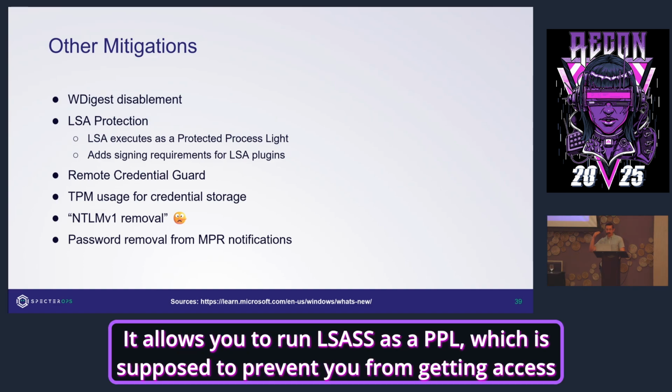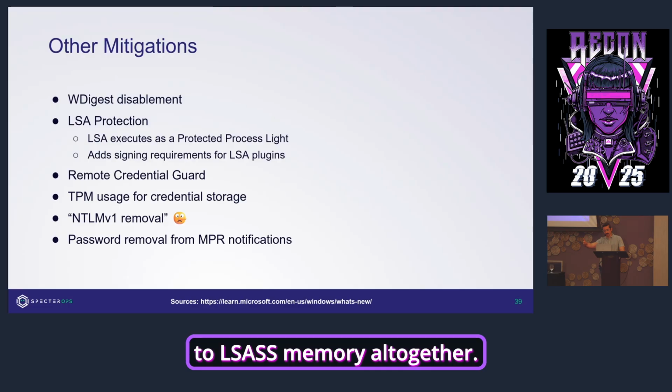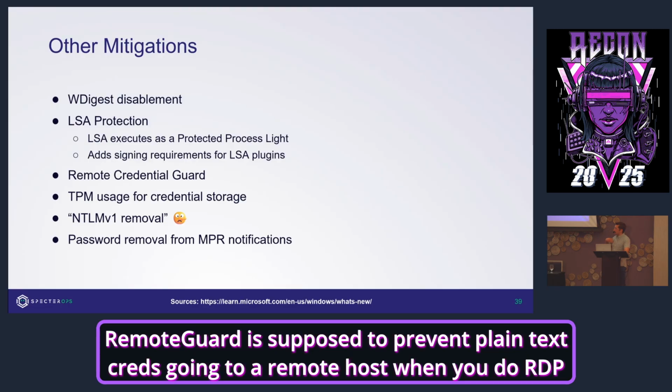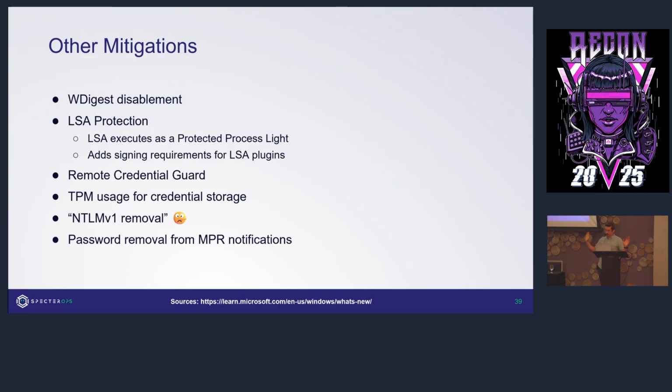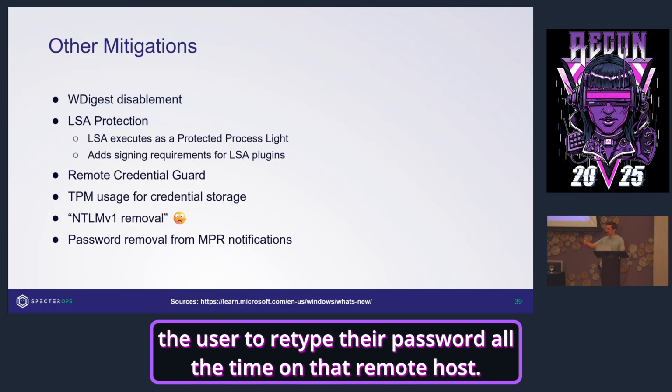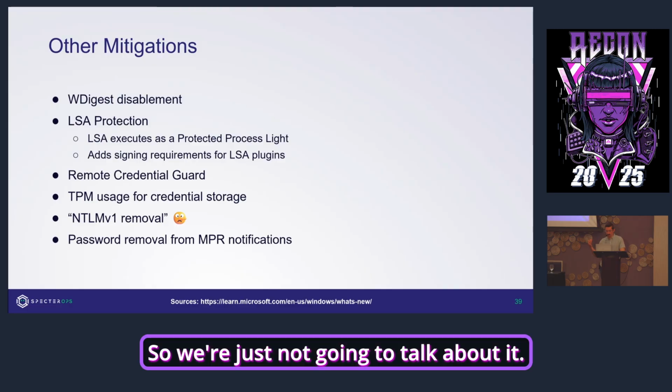It allows you to run LSASS as a PPL, which is supposed to prevent you from getting access to LSASS memory altogether. Remote Guard is supposed to prevent plaintext creds going to a remote host when you do RDP authentication. Personally, though, I've never really seen clients use it because it becomes a pain for the user to retype their password all the time on that remote host. So we're just not going to talk about it.